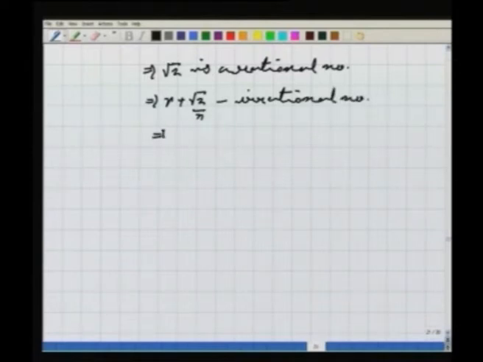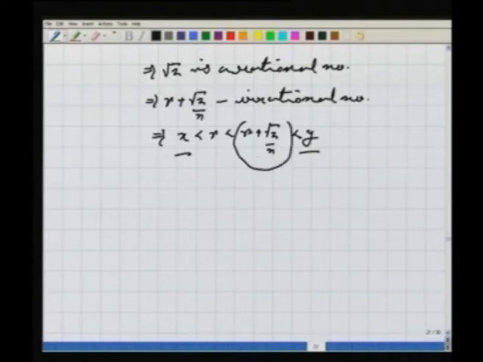And this implies what I got finally is x less than r, which is less than r plus root 2 by n, which is in turn less than y. X and y are the two real numbers I started with, and finally I landed up with r plus root 2 by n, which is irrational. That is, between any two real numbers, you can always find a rational number as well as an irrational number. That is what is called the denseness of irrational numbers.